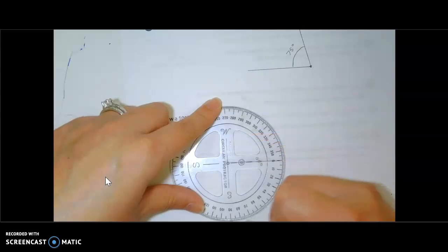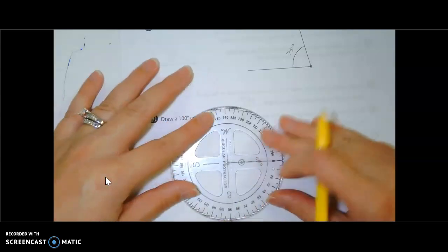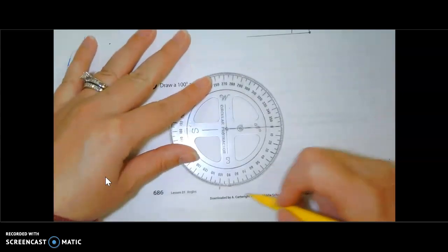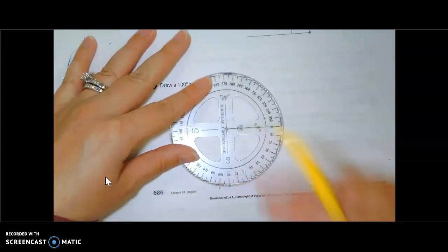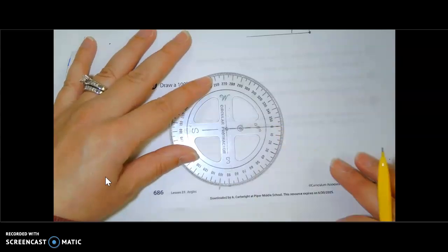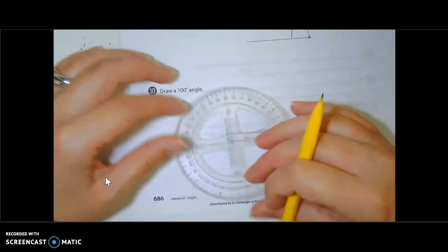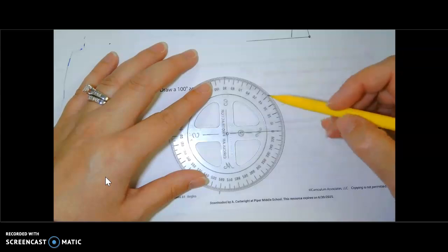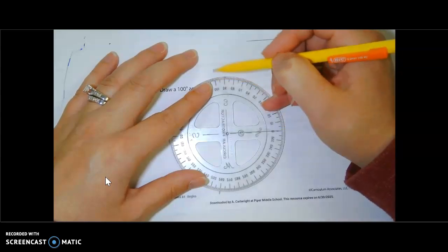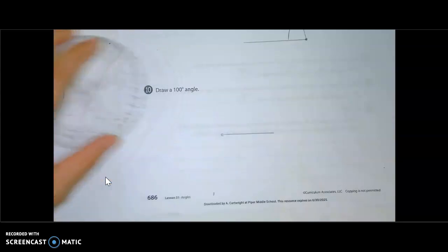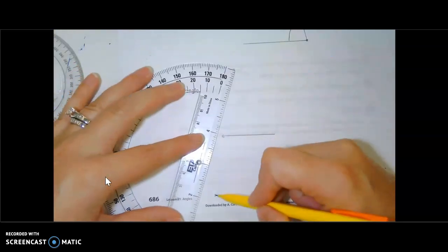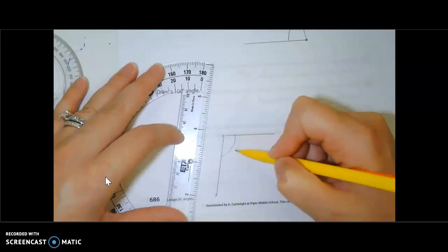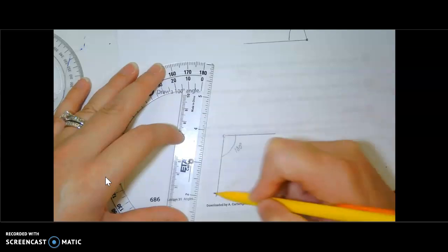So I can either go this way, and we're going for 100 degrees, so I can go to 100 and mark it. Oops, you didn't see where I marked it. Go to 100 and mark it, and then draw my angle this direction, which is fine. It's still a 100-degree angle. Or I can flip it, line it back up, and then count to my 100 over here and draw it that way. But I already marked this one, so I'm going to draw this one. I am going to line it up, draw, and there's a 100-degree angle.